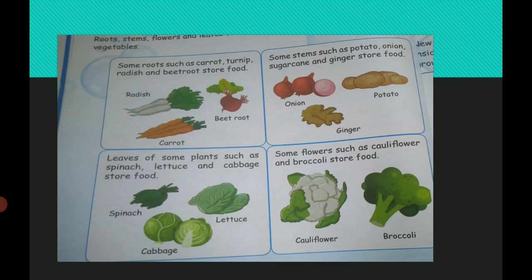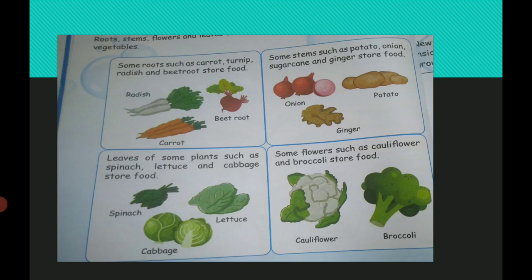Onion, potato, ginger, stem is edible. Spinach, cabbage, lettuce, leaves are edible of these plants. Cauliflower, broccoli, flowers are edible of these plants. So all of you have understood about the parts of a plant that are edible. We eat those parts of a plant. Okay.